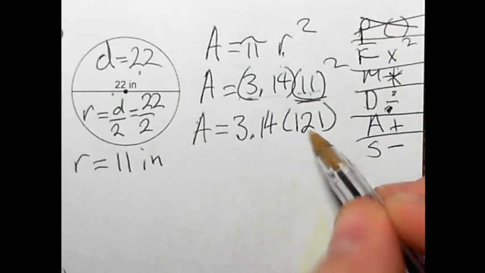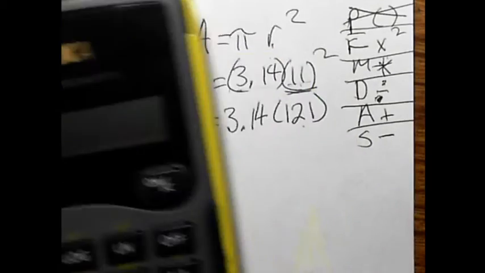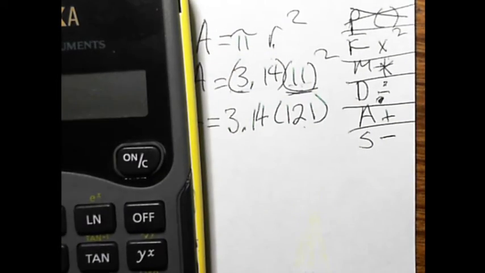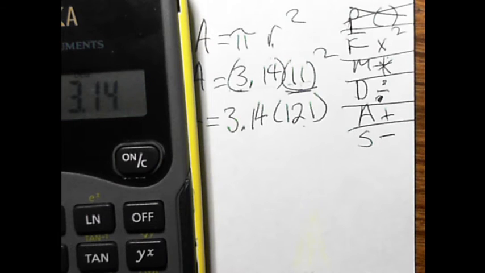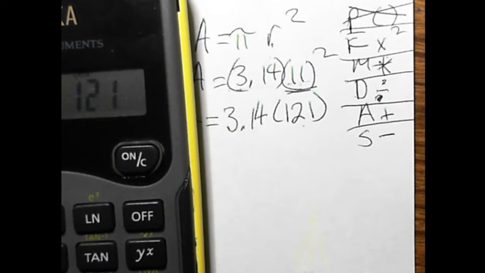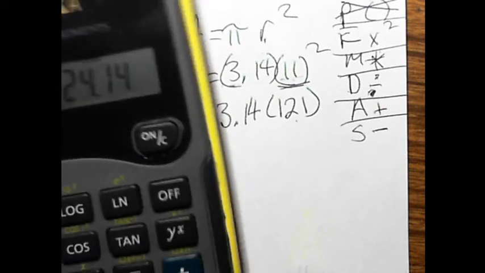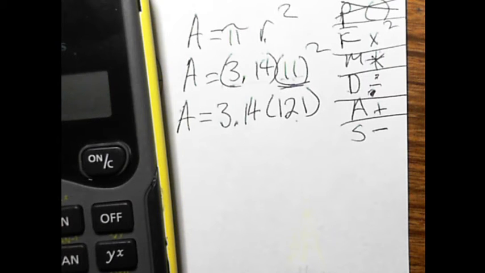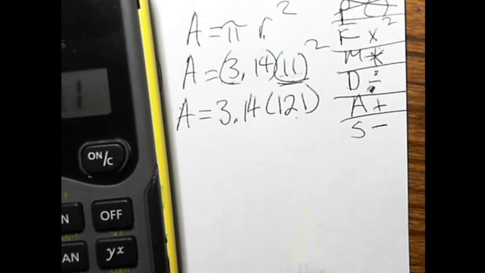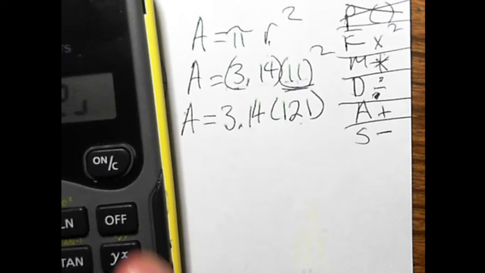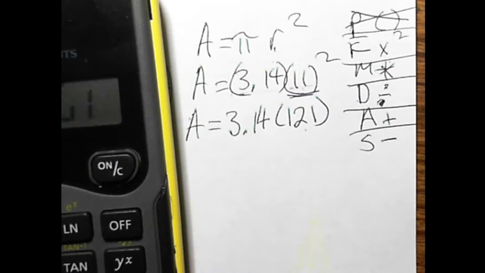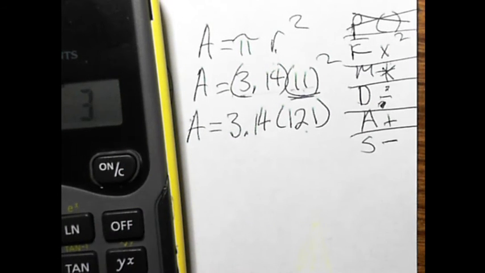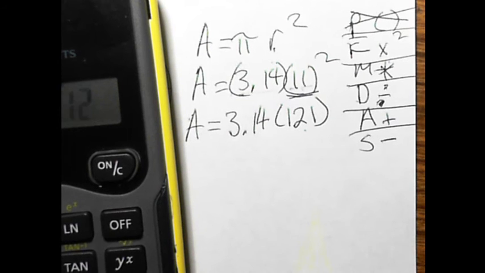All right, cool. Now I just got to plug in my calculator. What is it? 3.14 times 121. And I get 124. Whoops, no, I added them. 3.14 times 121. All right, there we go.